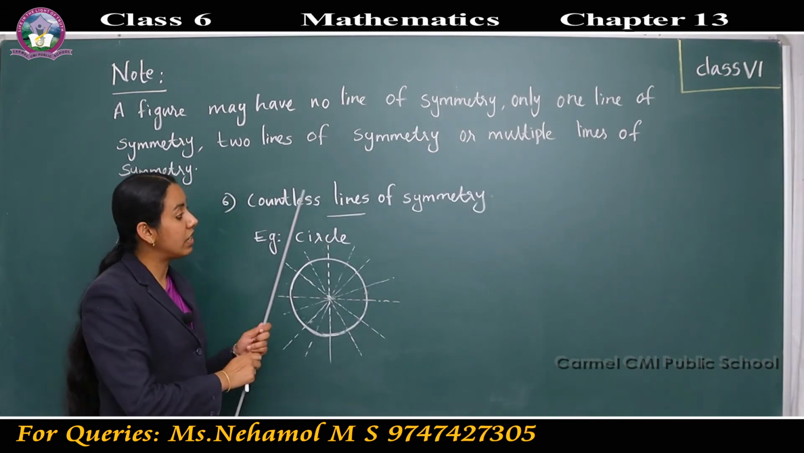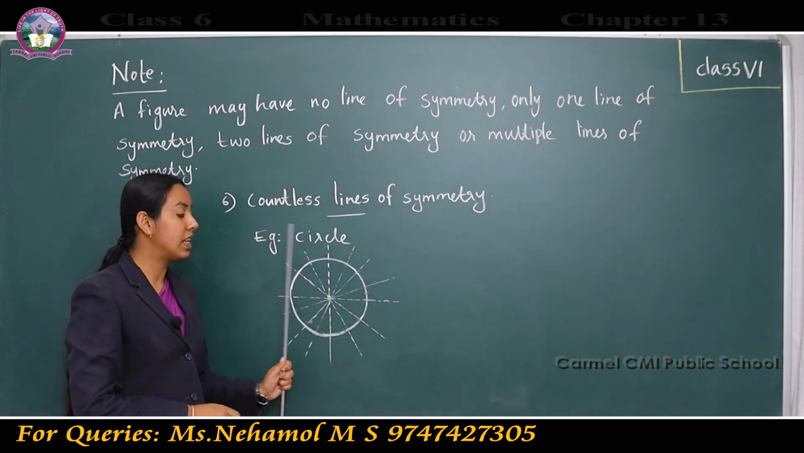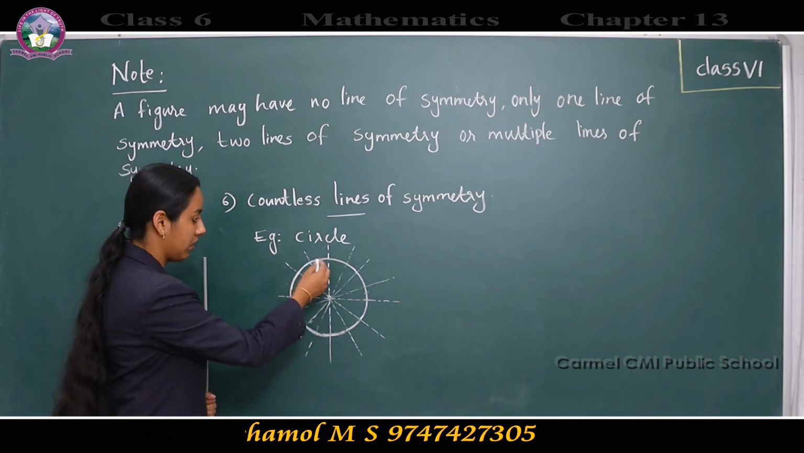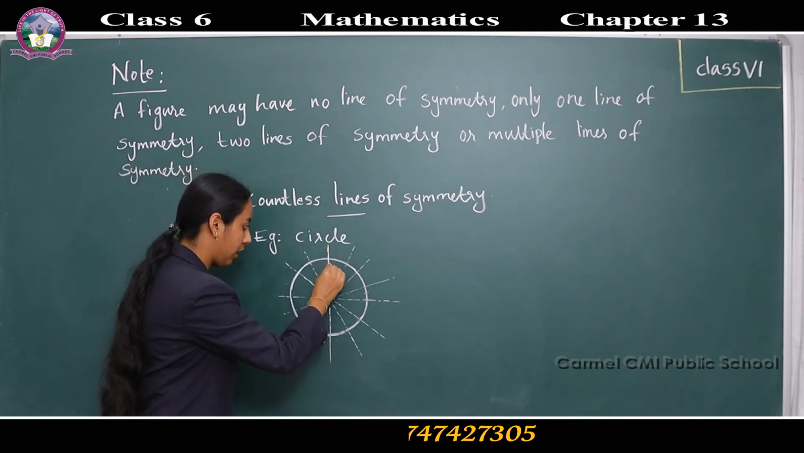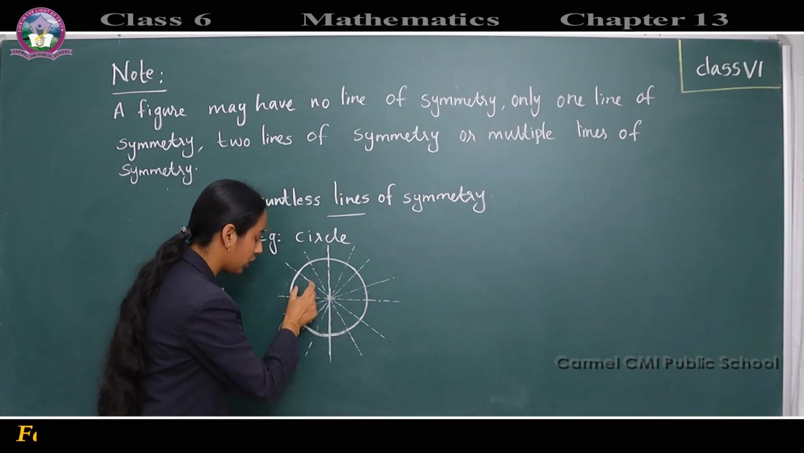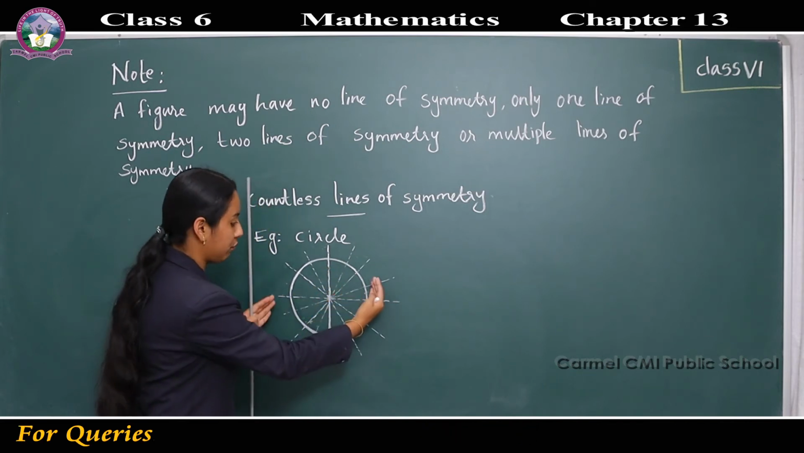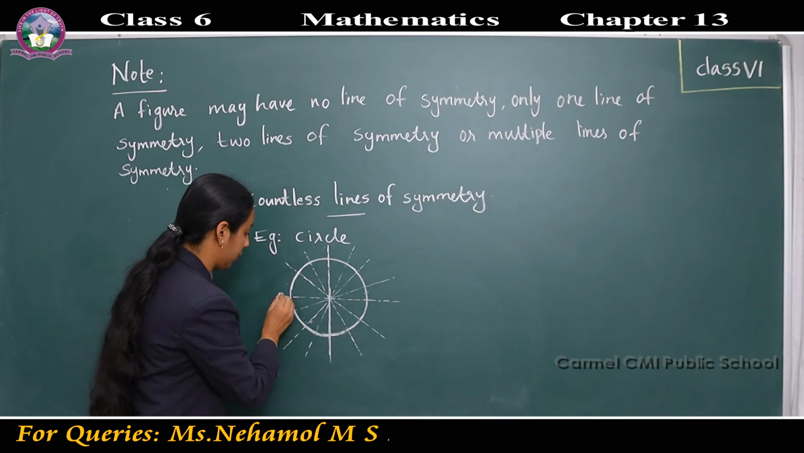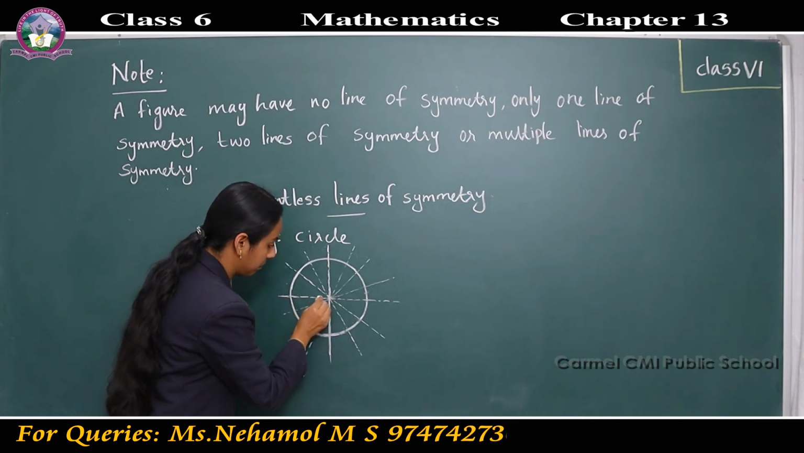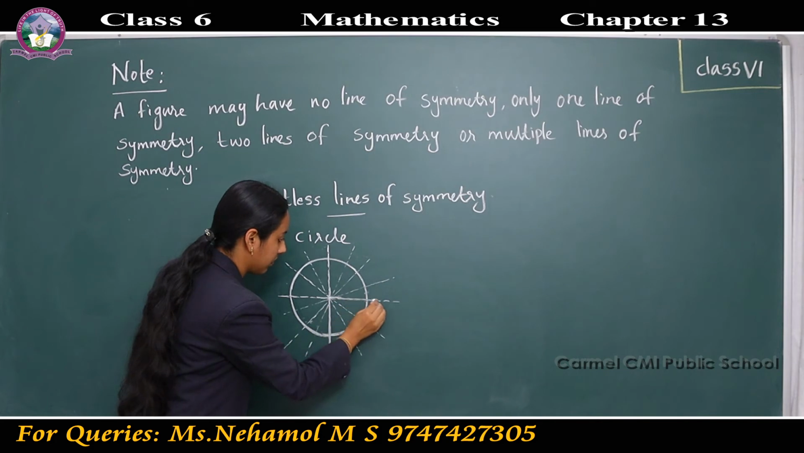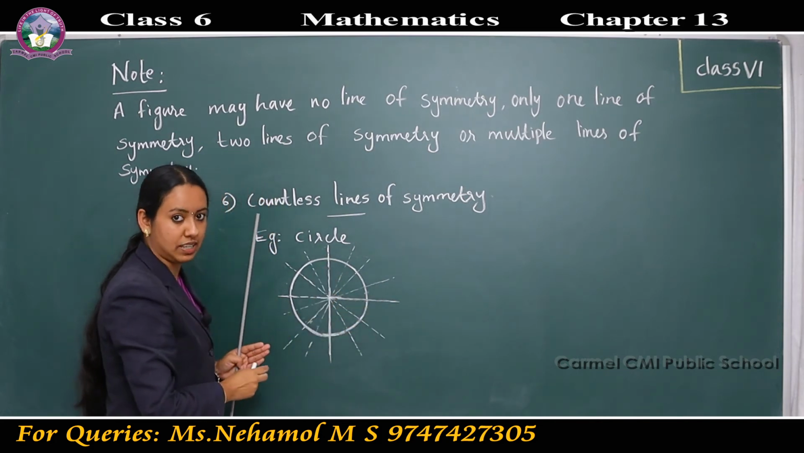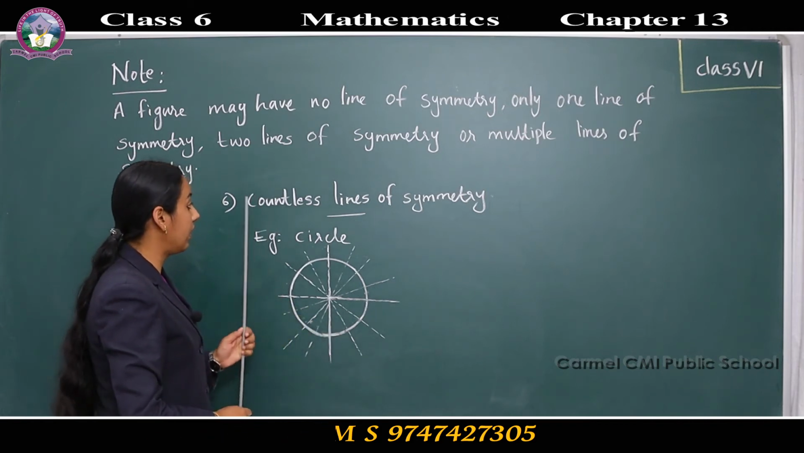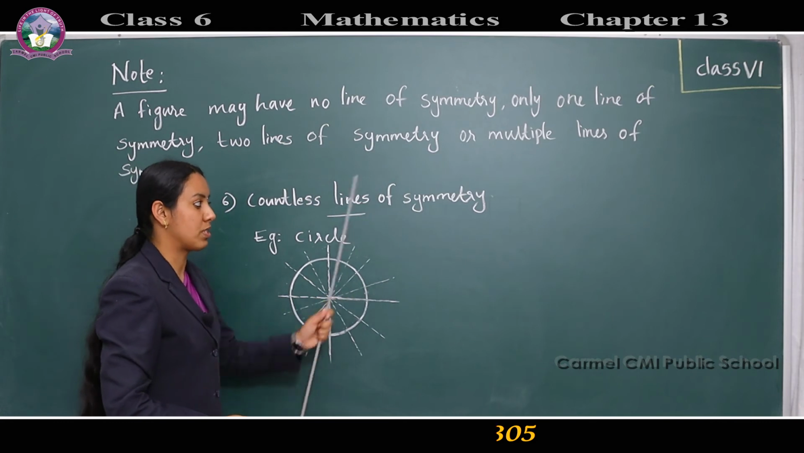Next one, countless lines of symmetry. Example, circle. For a circle, it has countless lines of symmetry. This is a circle. If we draw a line of symmetry this way, then these two parts will be identical. If we fold the figure like this, this part exactly overlaps the second part. Then if we draw a line of symmetry this way, then also we will get two semicircles, and this part exactly overlaps the second part. So for a circle, countless lines of symmetry.